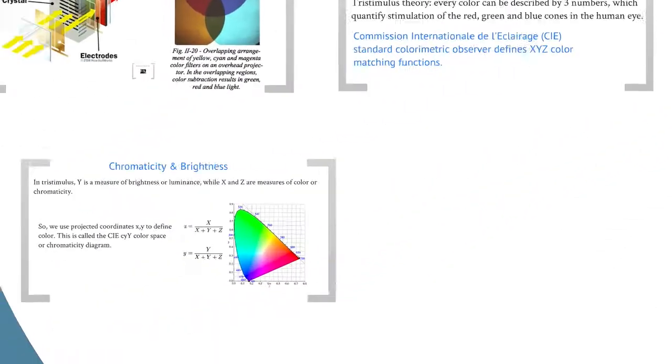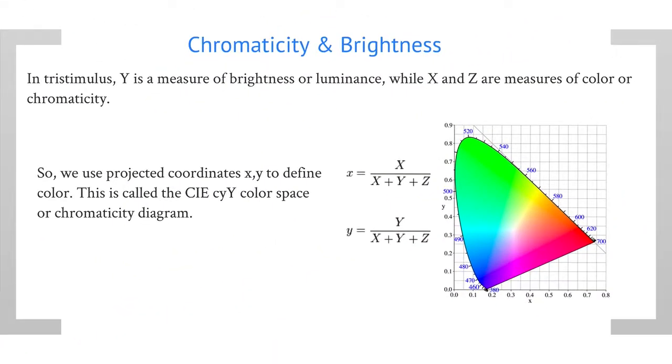And then you normalize them typically, and you draw these diagrams, which I'm sure you've seen before. So in tristimulus, you define color and brightness, basically chromaticity and brightness. Y, which we saw in the last slide, is a measure of the brightness or the luminance, while X and Z are measures of color or chromaticity. So then you define the small x and small y by normalizing the capital X and capital Y. And then you draw this form.